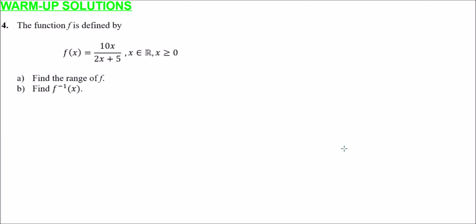Finally, warm up 4. We have a function f defined as f of x is 10x all over 2x plus 5, where x is any real number so long as x is at least 0. First, we need to find the range of f. So what I'd suggest for part A, you don't have to, but I strongly suggest doing a sketch of this curve.